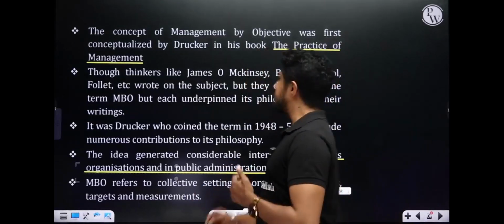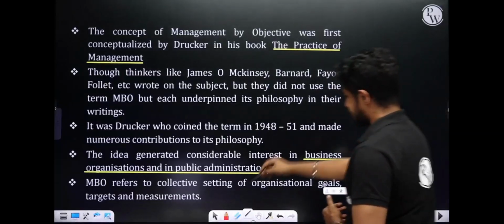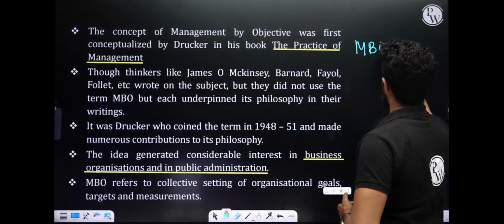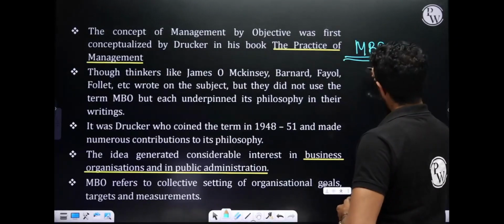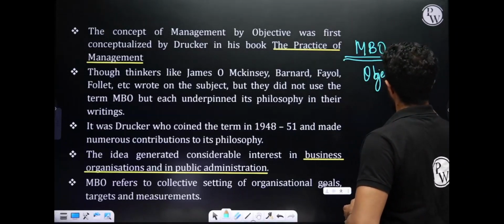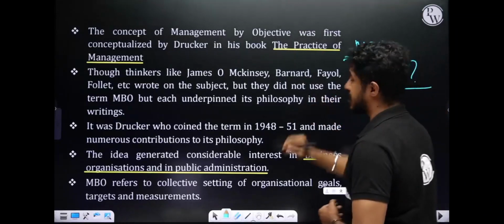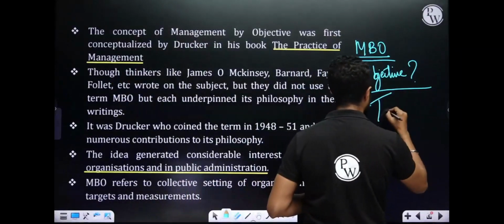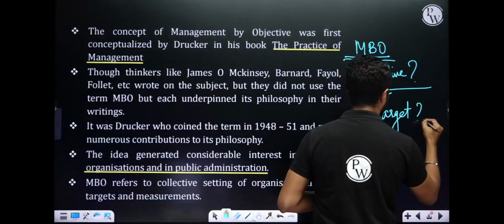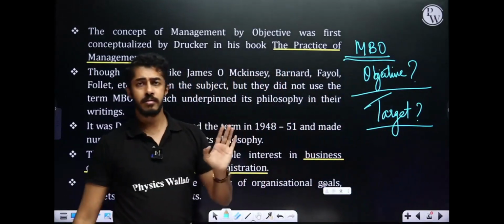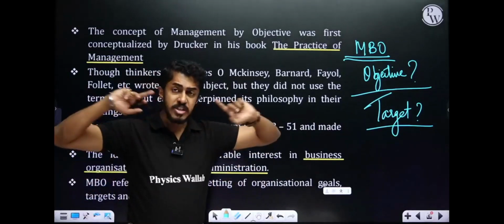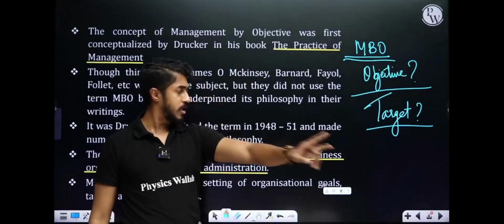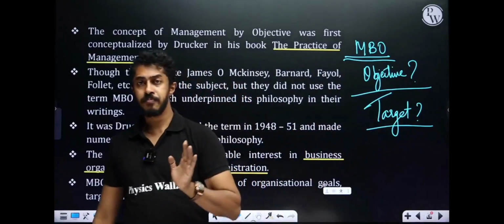Why? What do you mean by management by objective? MBO. Objective, simple meaning, what does it mean? Simplest meaning, it simply means what is the target. And you are managing all your administration, everything, only with one focus: to achieve this target.